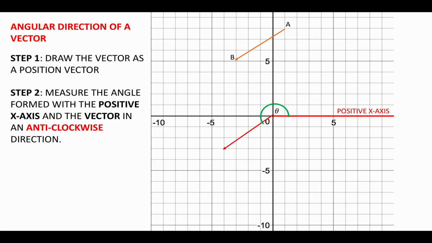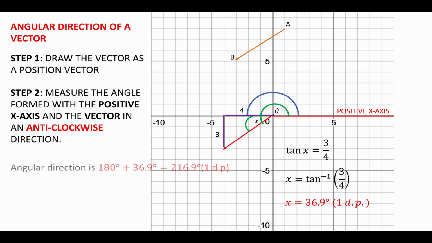So to figure this out, we have 180 degrees, and now we can figure out this angle here, x, to get the angular direction. And again, we go 4 units to the left, 3 units downwards. There's a right angle triangle where 3 is opposite x and 4 is adjacent to x. And again, we can use tan x is equal to 3 over 4, and we get x is equal to 36.9 degrees. So the angular direction would be 180 degrees plus 36.9 degrees, which is 216.9 degrees.